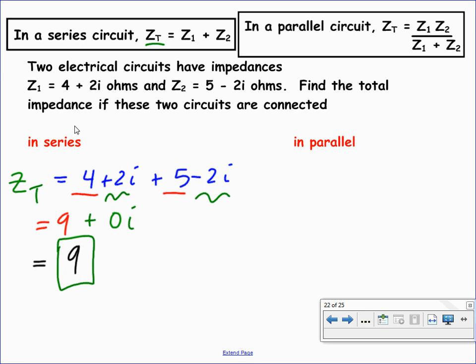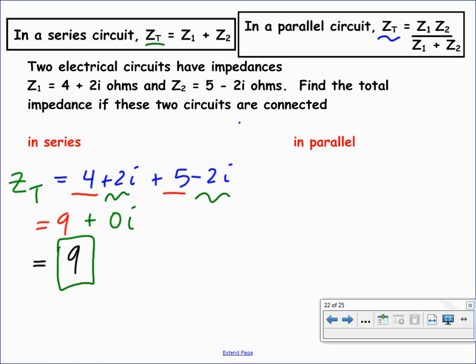So notice how we had impedances of my individual circuits, and when we connected them, the total impedance ended up being a real number. Now let's consider calculation of the total impedance, but now using a circuit where we connected the individual circuits in parallel. So how are we going to do that? Well, now we'll do the product of the two numbers.